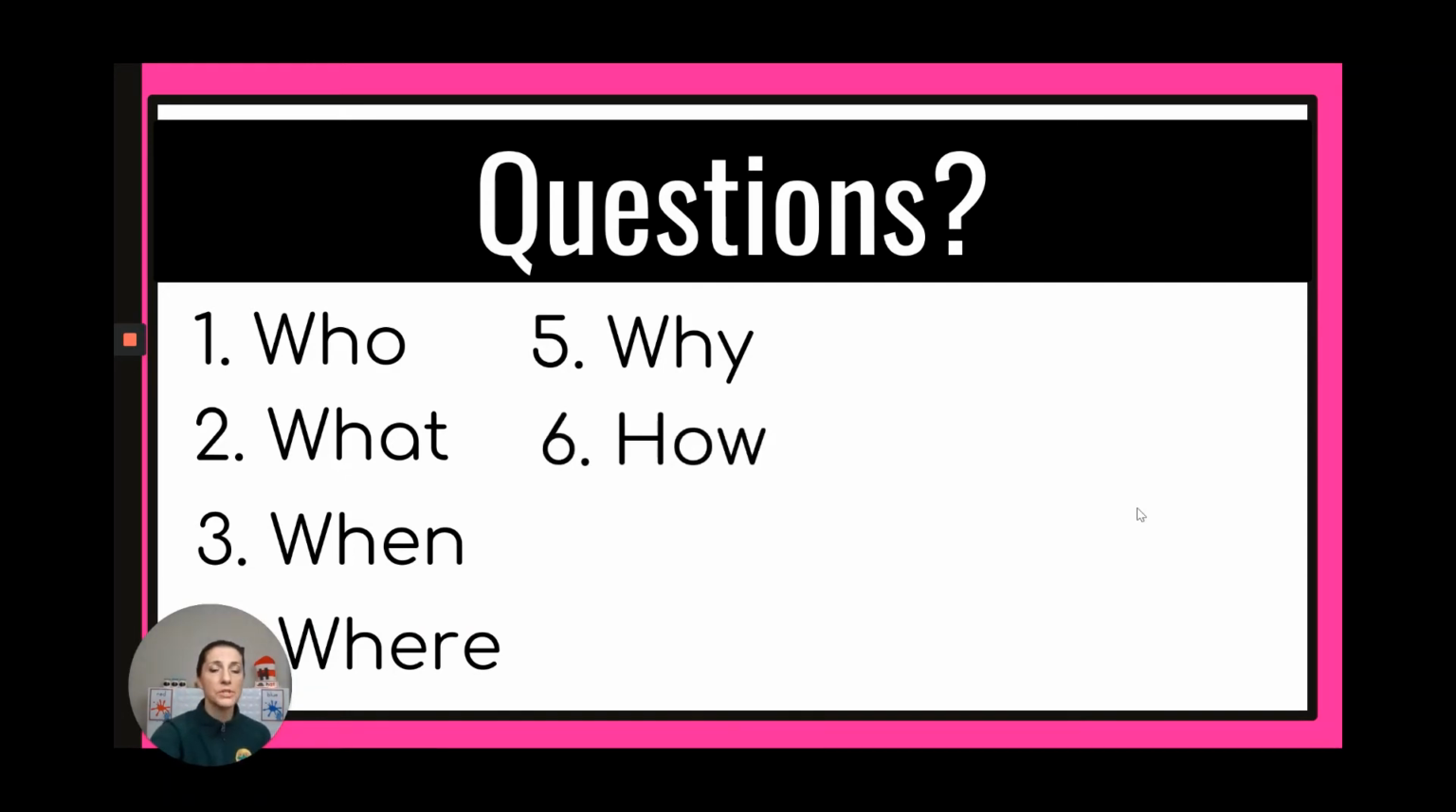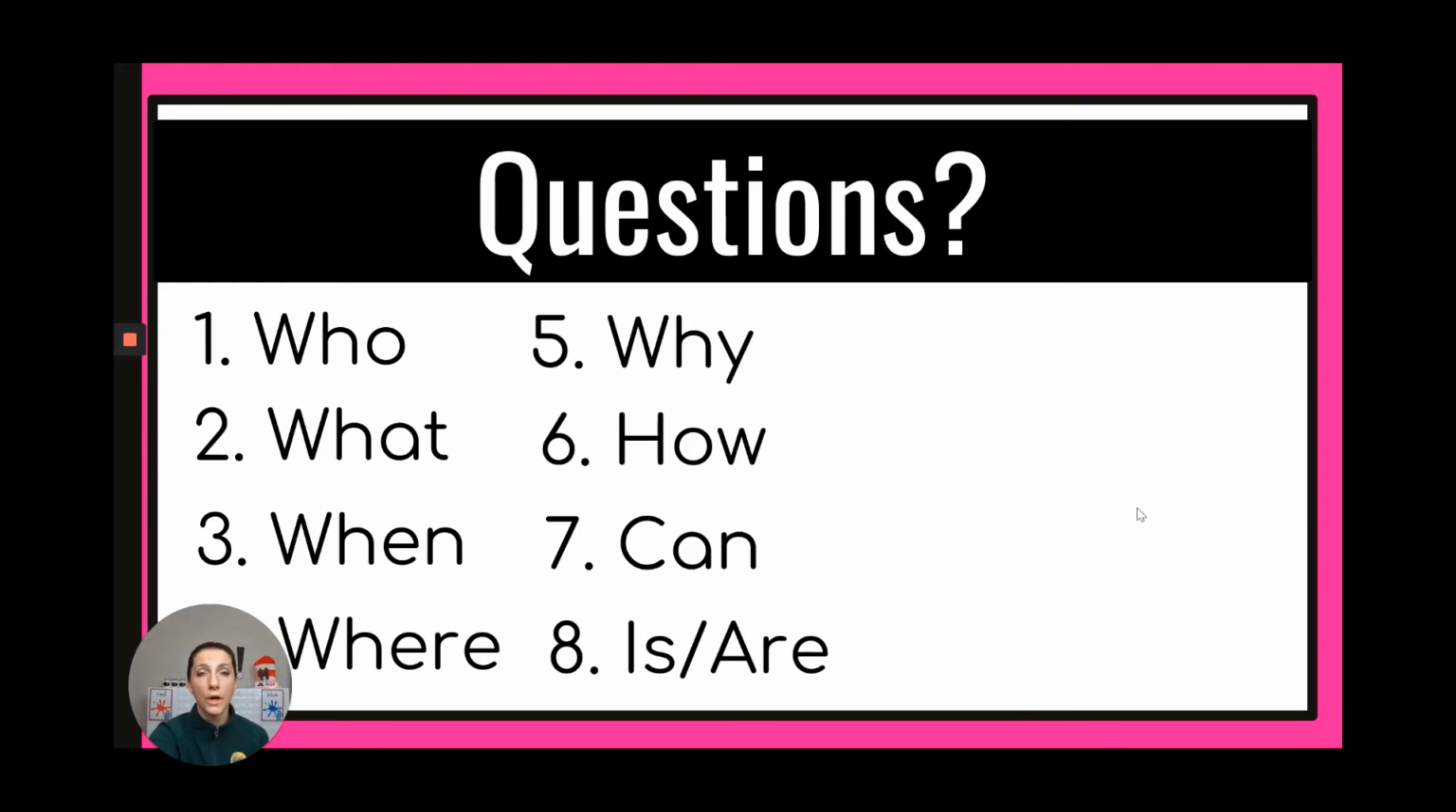Those usually indicate, if it's the first word of a sentence, that it is a question. Can is another one. Can you come with me to the park? Is or are. Is he going to be at the park? Are they going to be at the park? Am I going to be at the park?